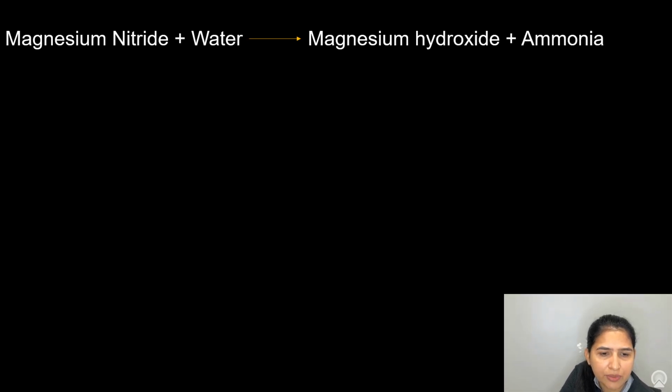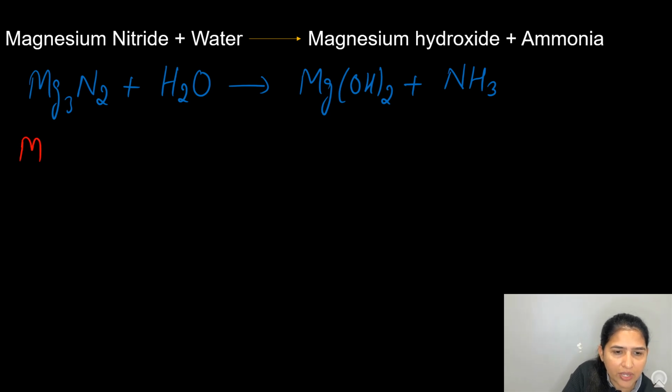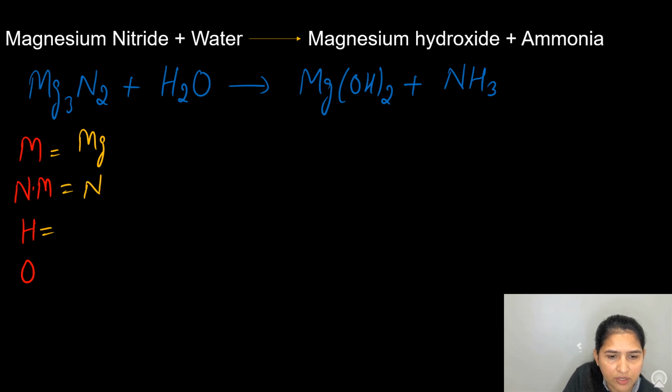When I jump to the next, I have magnesium nitride, which is reacting with water to give you magnesium hydroxide and ammonia. So now let's balance it again. Remember what we have to do. We have to check all those four steps: metal, non-metal, hydrogen and oxygen. If you look here, we have a metal, magnesium, a non-metal, nitrogen, and we have hydrogen and oxygen both here. Now let's count for magnesium.